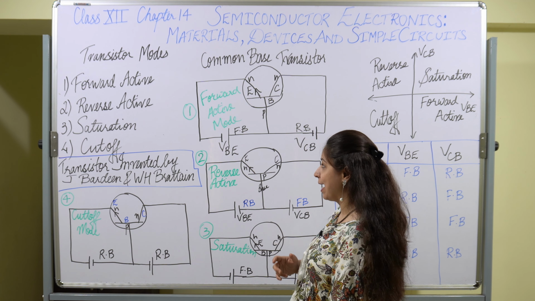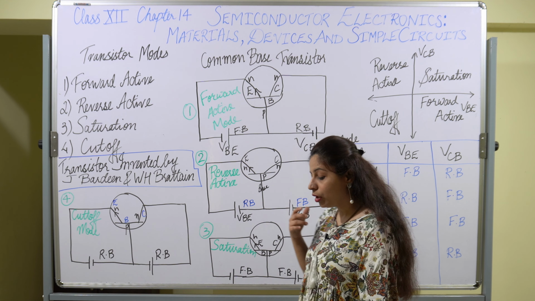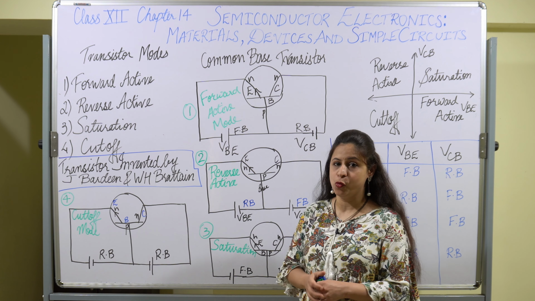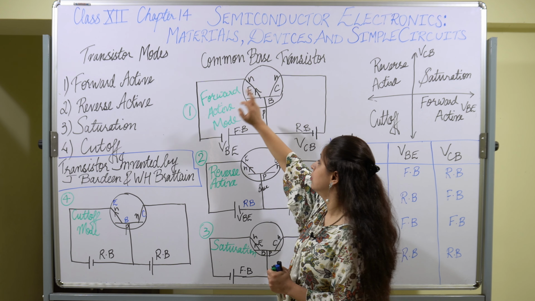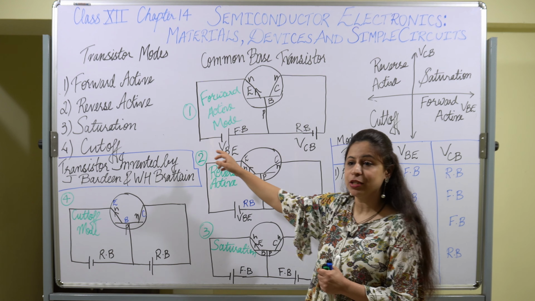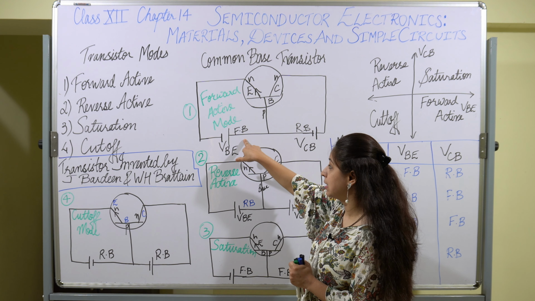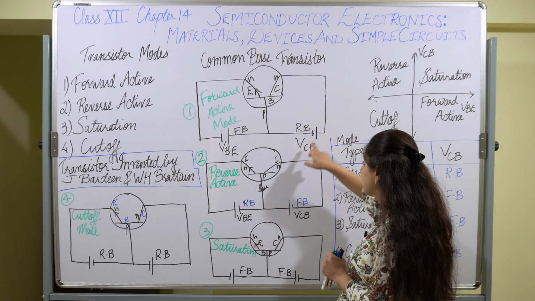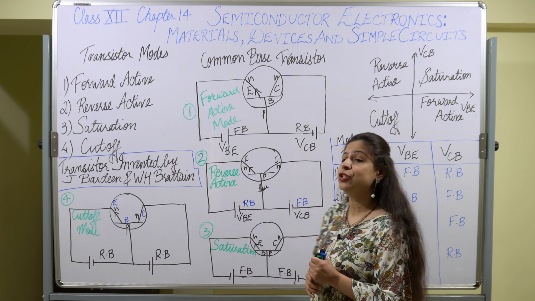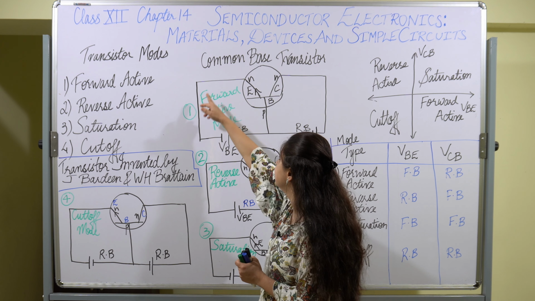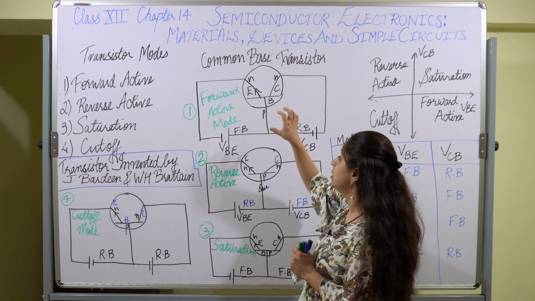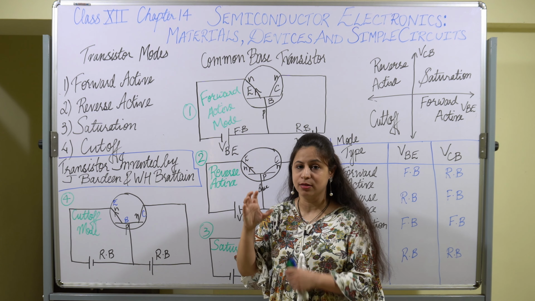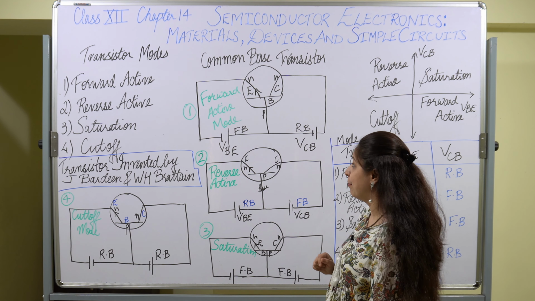So the first mode is the forward active mode. Why is it known as the forward active mode? Because in this mode, the region between the emitter and the base is forward biased, and the collector to base region is reverse biased. When this region is forward biased, my electrons can easily move through it, but here my electrons cannot move. This type of mode is used basically for the amplification of signals. So the forward active mode is used for amplification.